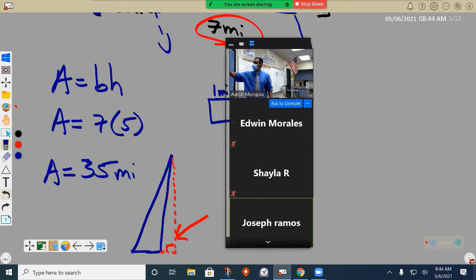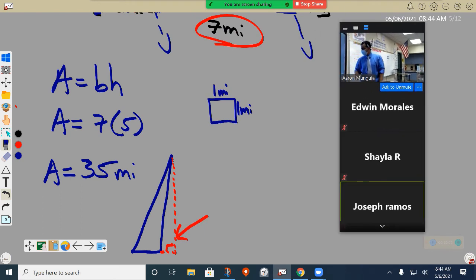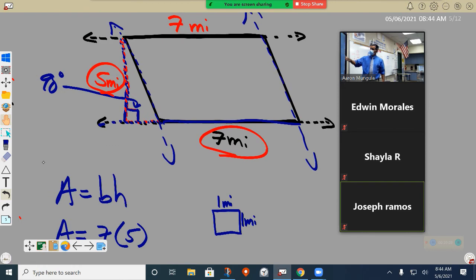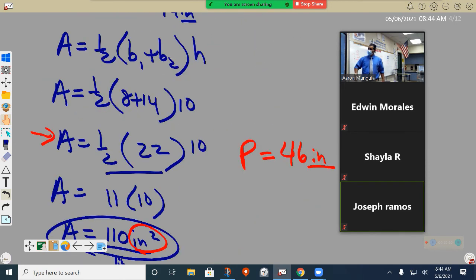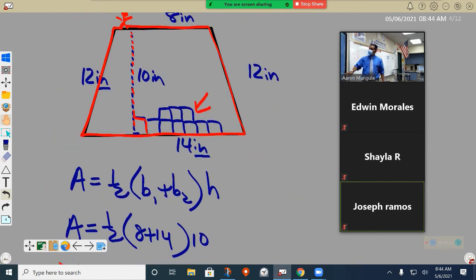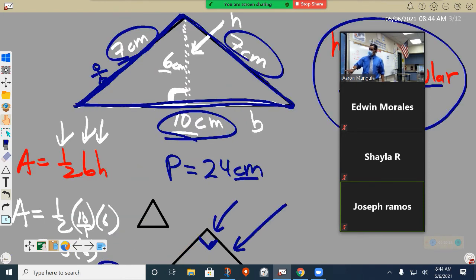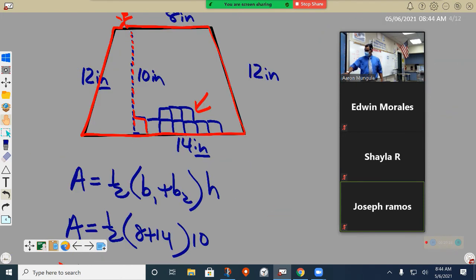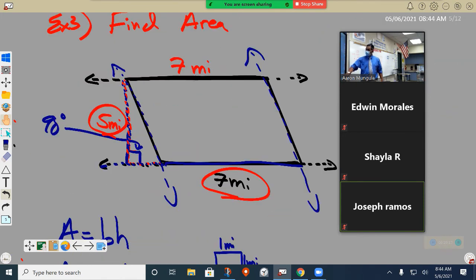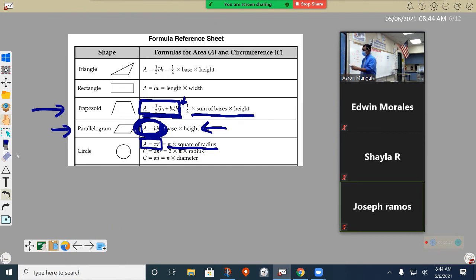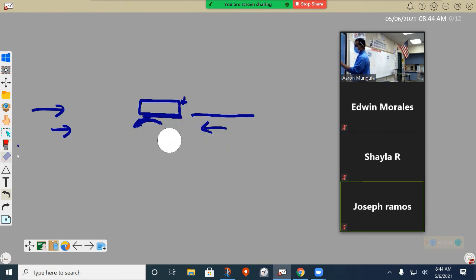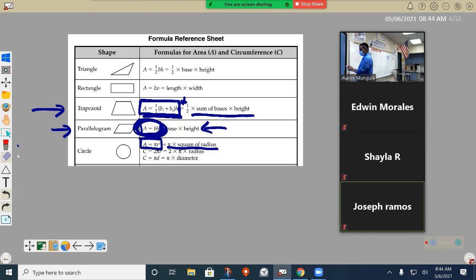All right, last one. We've covered a parallelogram. We've covered a trapezoid. We've covered a triangle for a warm-up. The last shape I'm going to cover right now is a circle, and we're done with our notes. Okay, so let's cover a circle now. The area of a circle.